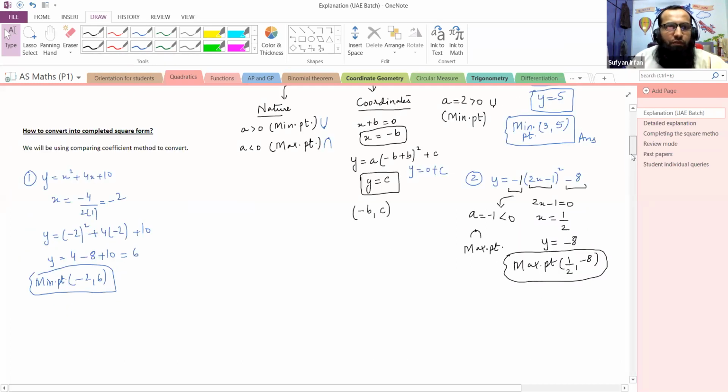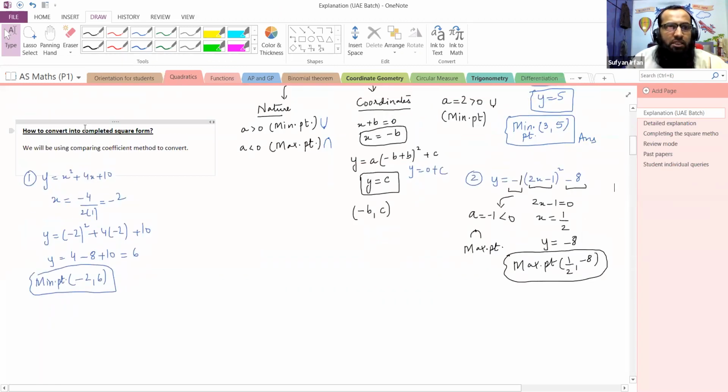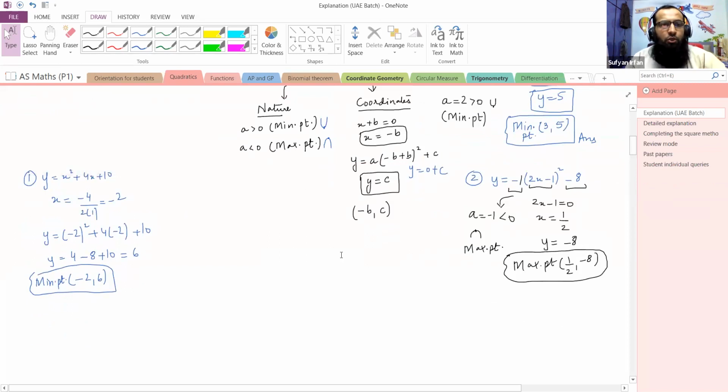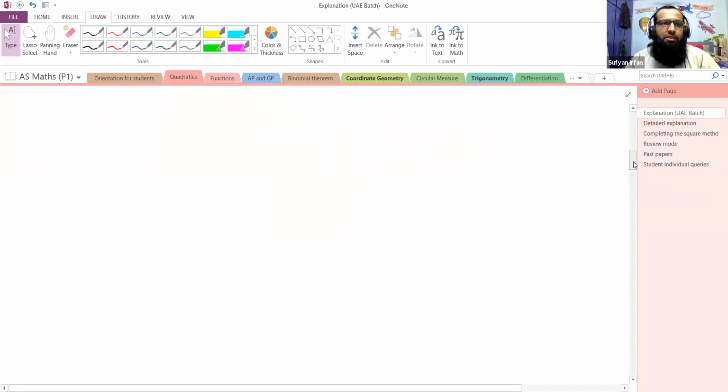Right? So this is what we have done. Now let's move on to how to convert into completed square form, which is the next aspect. We are just on the first aspect.